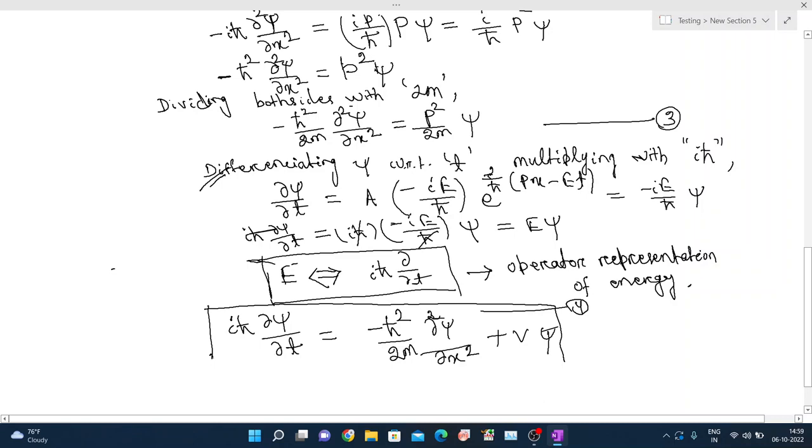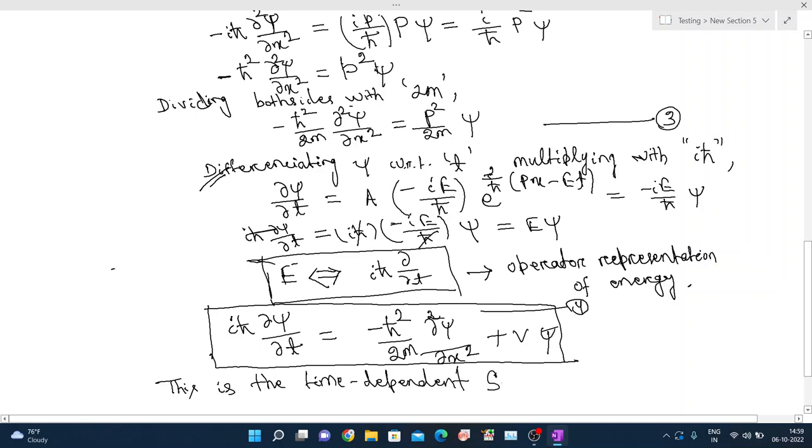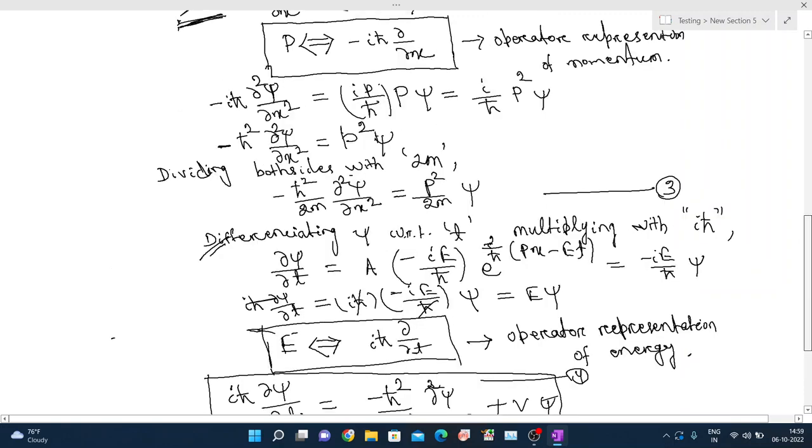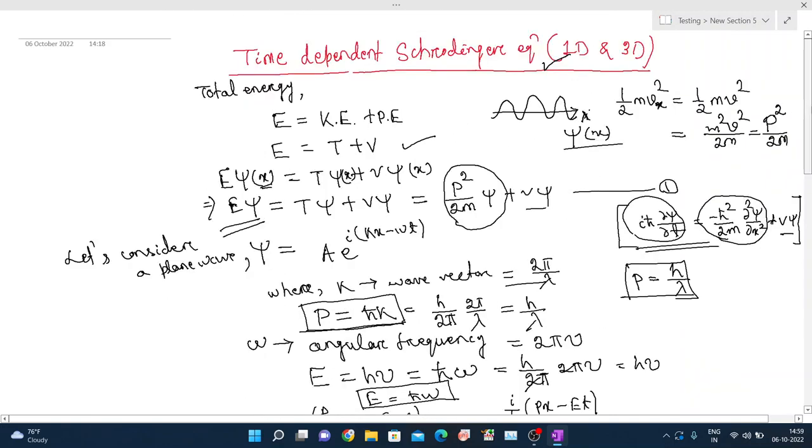So this is the time dependent Schrodinger equation in one dimension. Just write it as: this is the time dependent Schrodinger equation in one dimension, 1D. Okay, did you understand this completely?